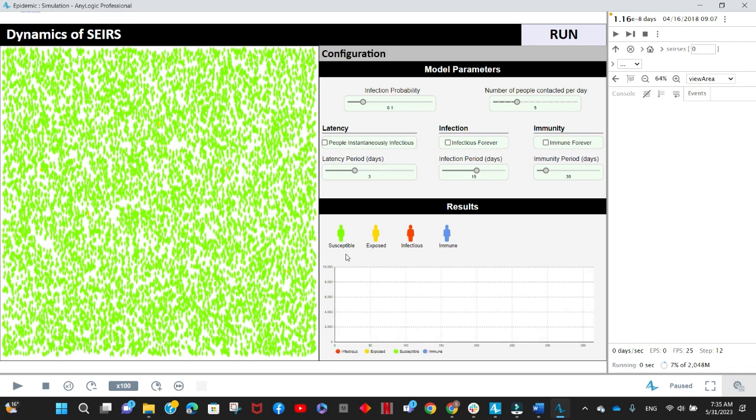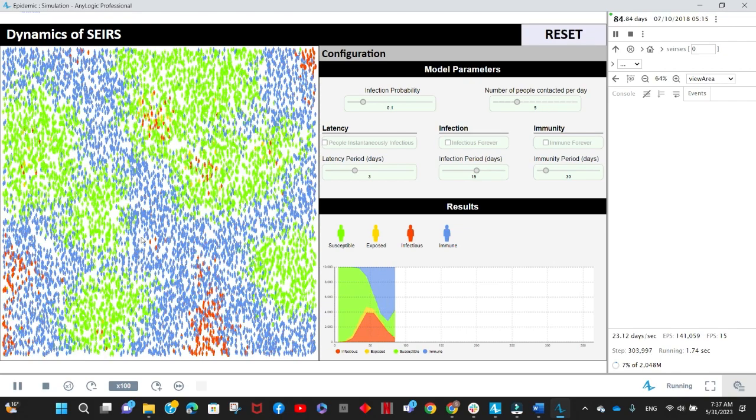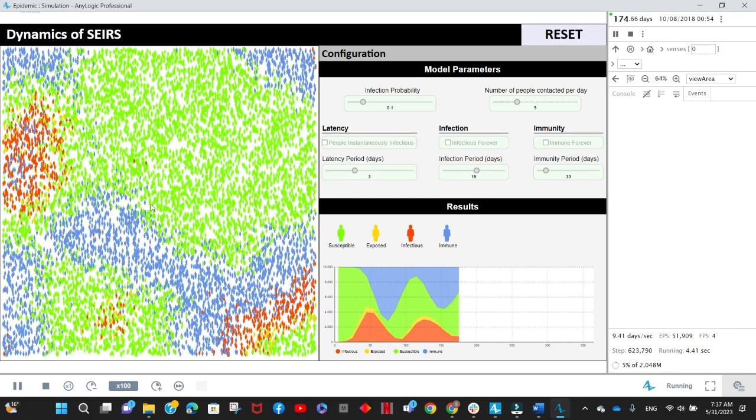But just for you to be able to understand what's going on, there are four states for the agents, which are people in this case. They can be susceptible, exposed, infectious, or immune. So let's run the model. So as we can see here, the animations clearly show the formation of patterns at the high level.